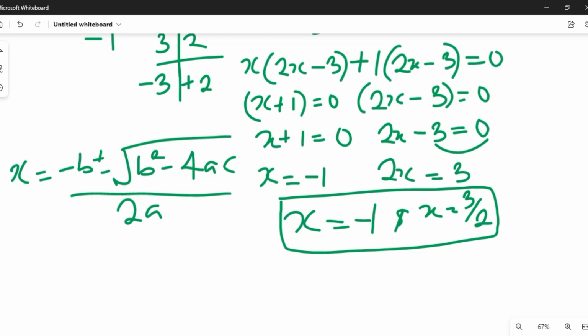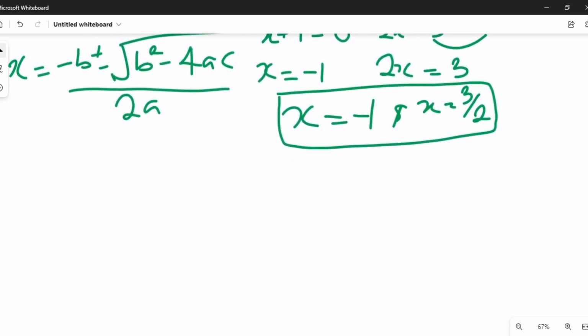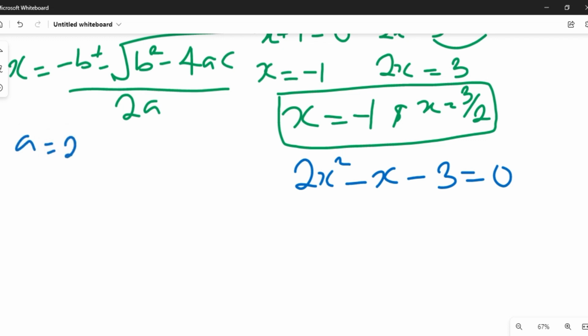So what we'll do is find the values that we'll put in there. Remember the solutions we are trying to find. We are given the quadratic equation, which is 2x squared minus x minus 3 equal to 0. So in this equation, A is equal to 2, B is equal to minus 1, and C is equal to minus 3.